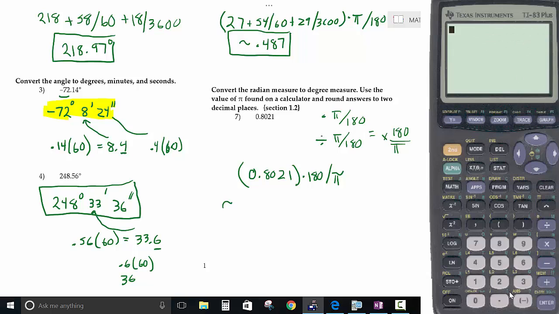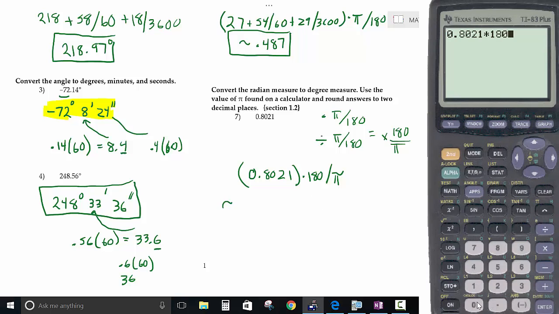So or you don't need the 0. So I'm going to go 0.8021 times 180, and divide by the pi key. Okay, like this. Okay, and then that will give this to you.